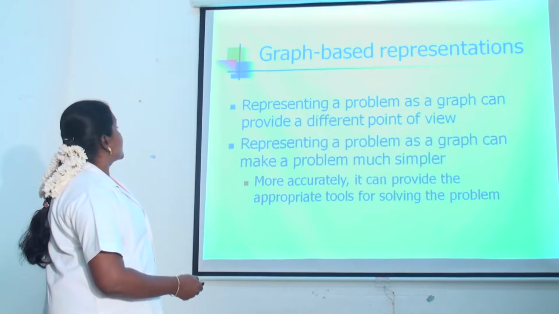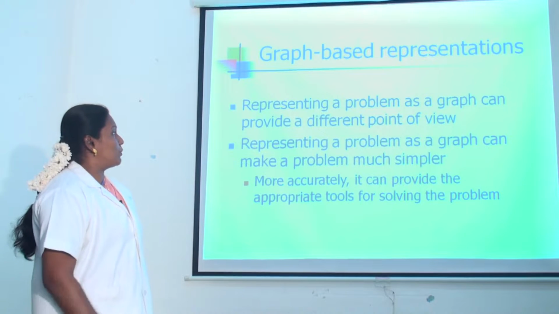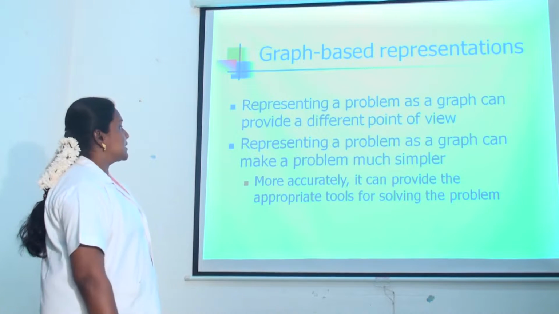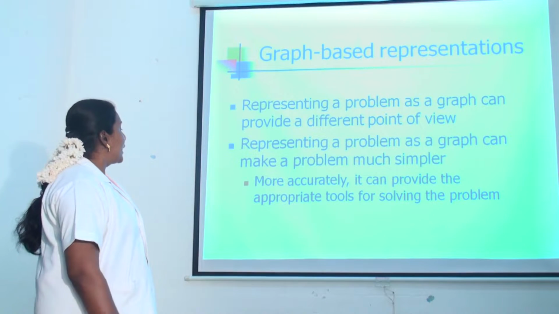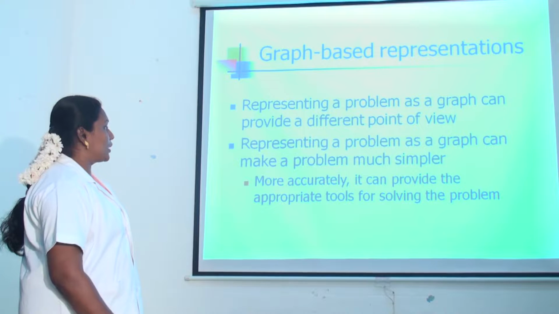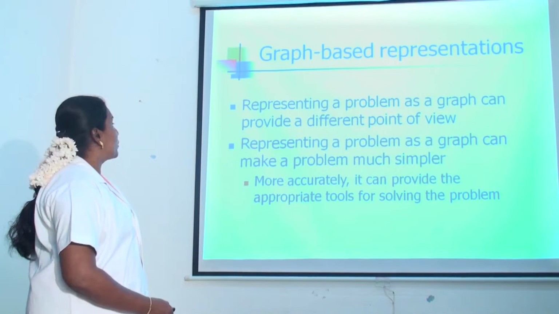Next is the representation of a graph. Representing a problem as a graph can provide a different point of view. Representing a problem as a graph can make the problem simpler. More accurately, it can provide the appropriate tools for solving the problem.